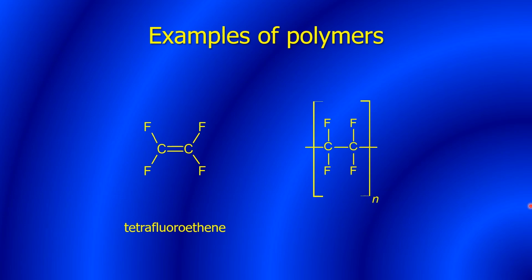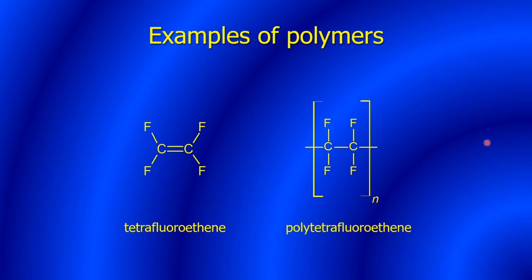Okay, here it is. So the structure of the polymer, again, we've broken the double bond. The double bond trails either side of the molecule, and the trailing bonds go through the brackets, and we have an N outside the bracket. The name of this polymer is polytetrafluoroethene.